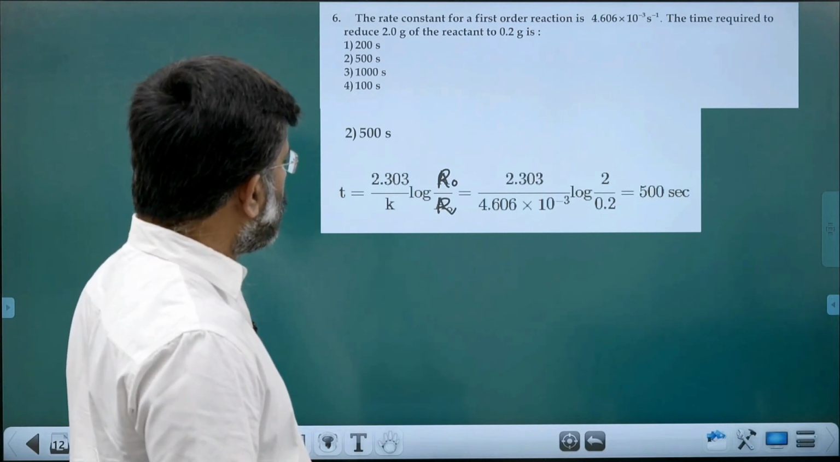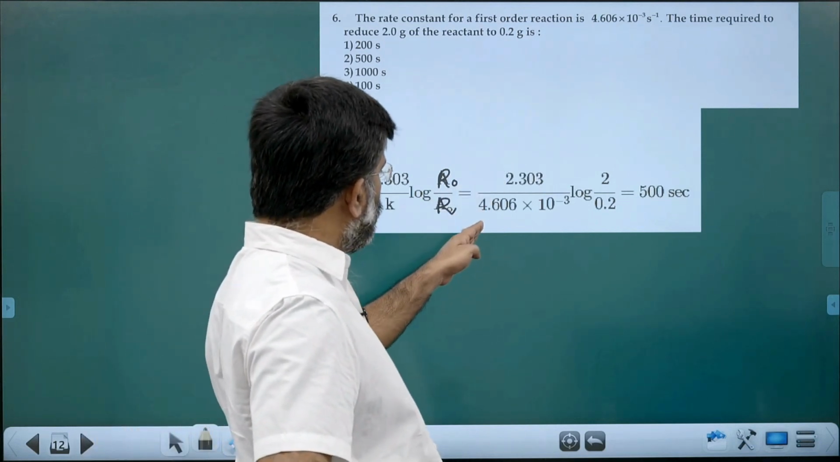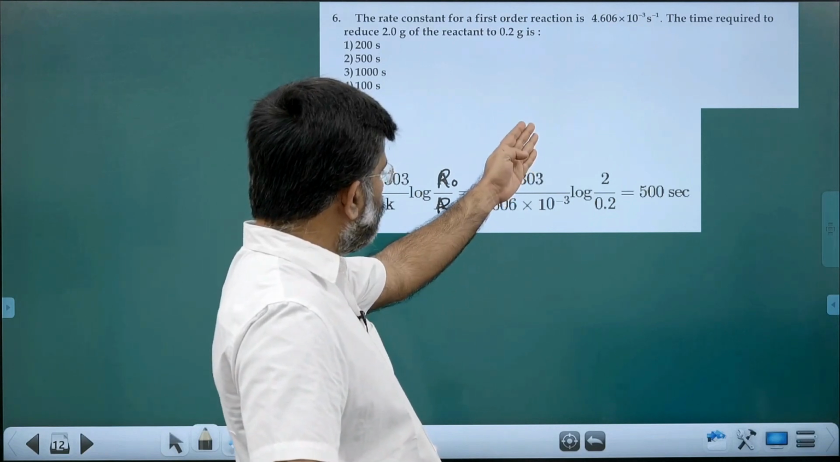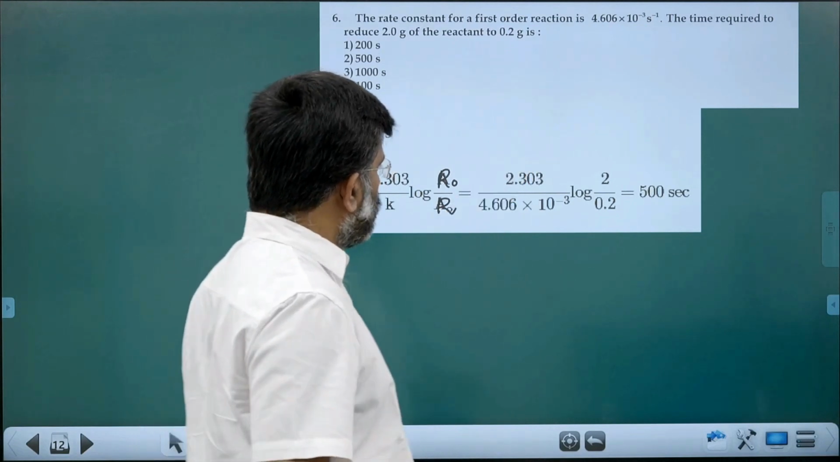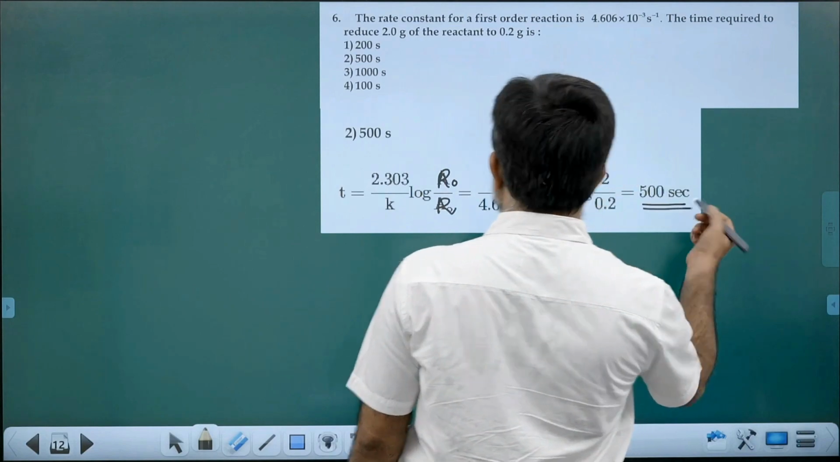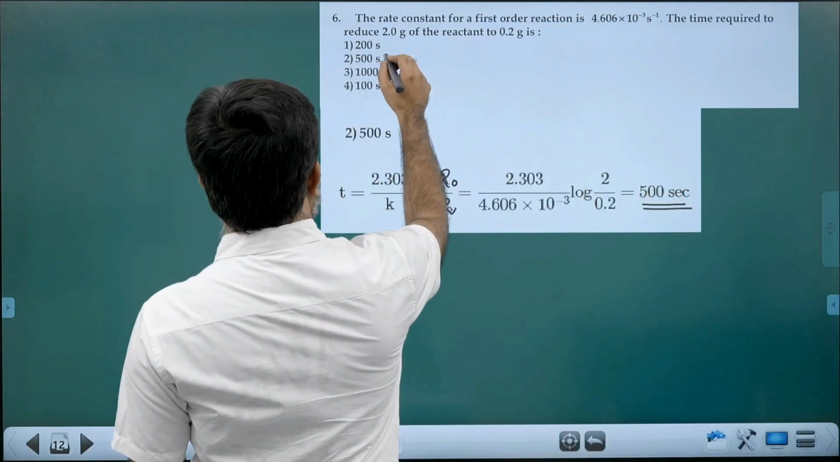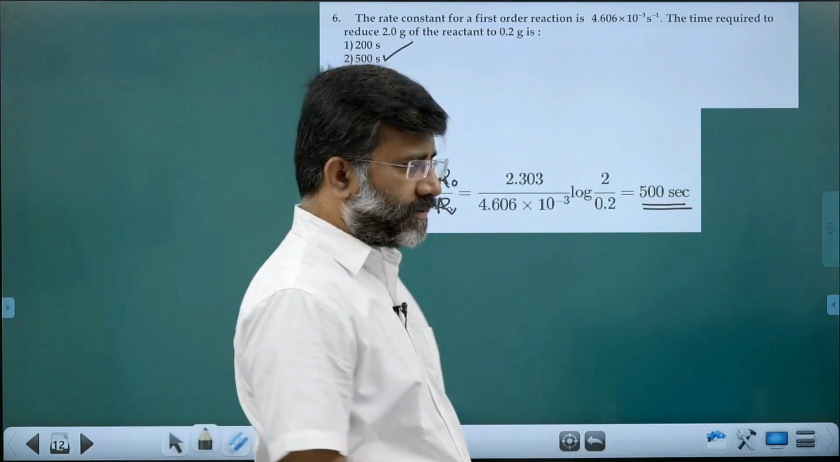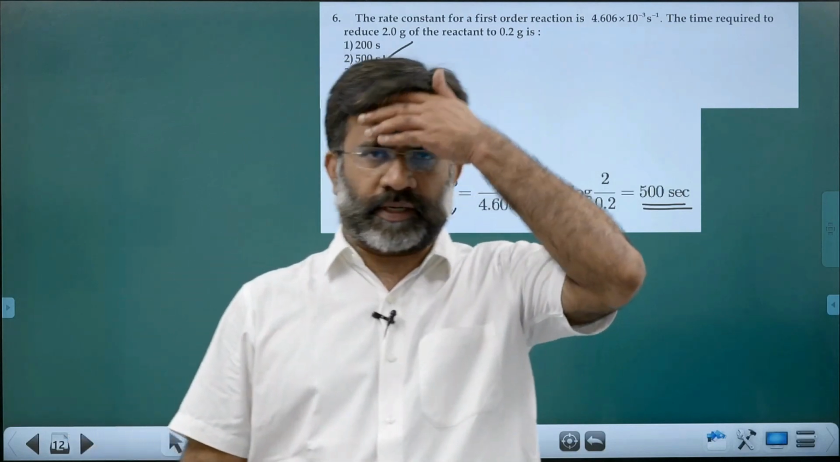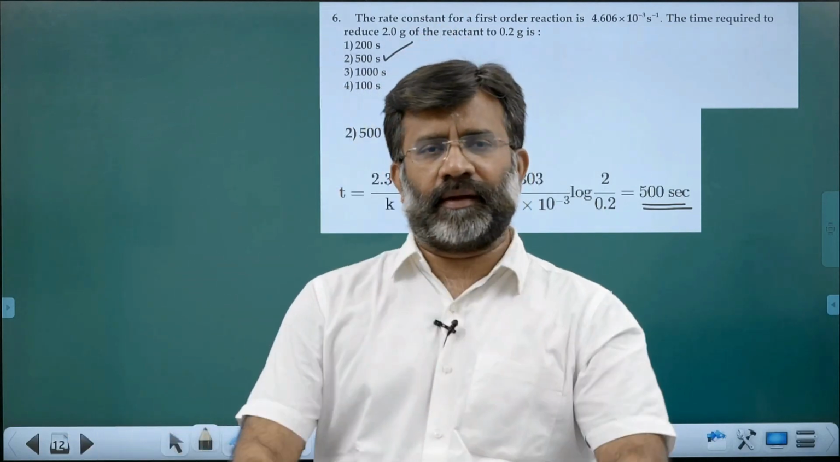4.606 into 10 power minus 3. This is 1 by 2. 1 by 2 into 1000. 1 by 2 into 1000, that is 500. Simple calculation. Option 2, the correct answer. Very simple calculation. No complex mathematical analogy.